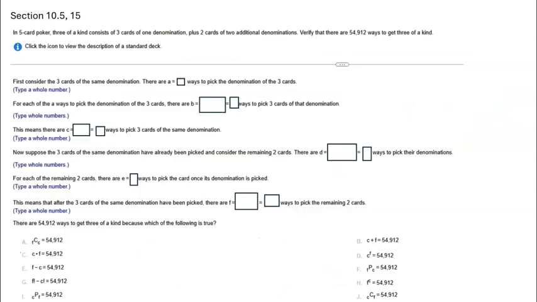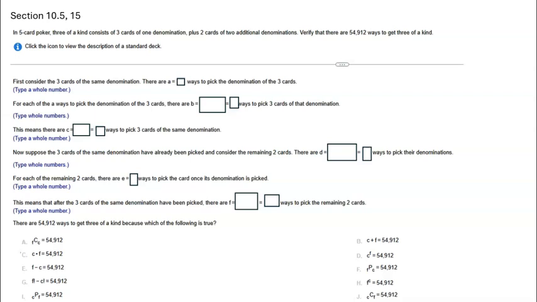Okay, problem 15 in section 10.5, we've got a 5-card poker problem again, so you know it's going to be challenging. 3 of a kind consists of 3 cards of one denomination plus 2 cards of 2 additional denominations. Verify that there are 54,912 ways to get 3 of a kind.